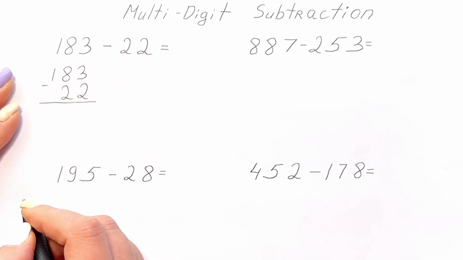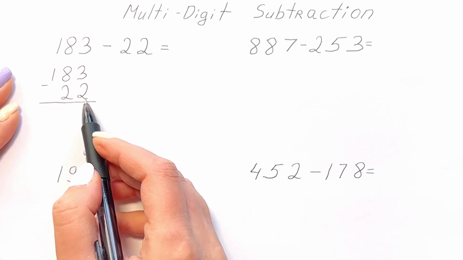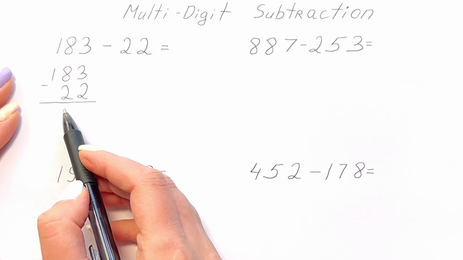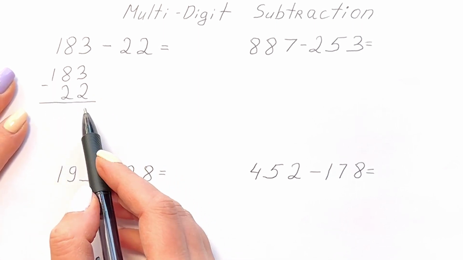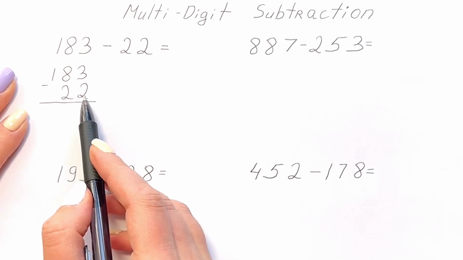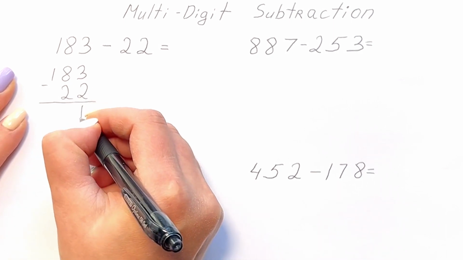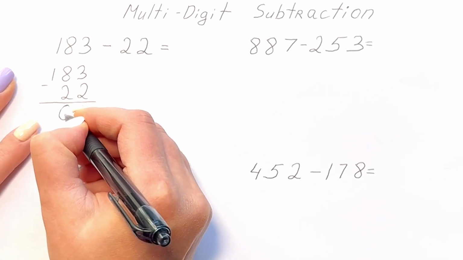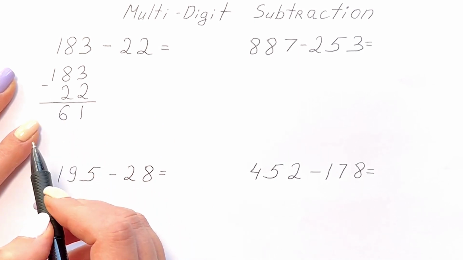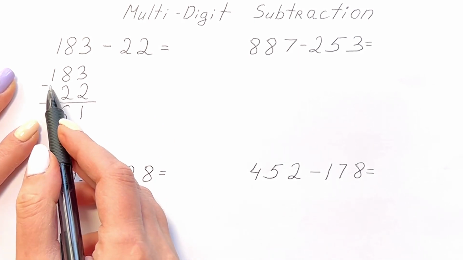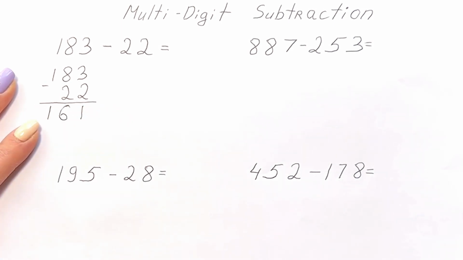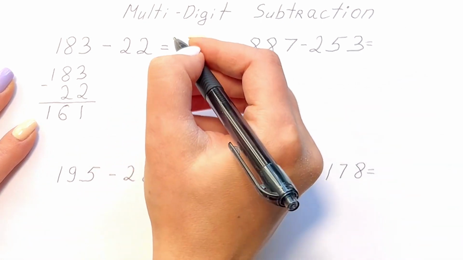Then we always start subtracting from the right to the left. First the ones column, then the tens column, then the hundreds column. Okay, the ones column, 3 ones minus 2 ones will be 1. 8 tens minus 2 tens will be 6 tens. And 1 minus nothing will be 1, or we just bring down the 1. So 183 minus 22 is equal to 161.